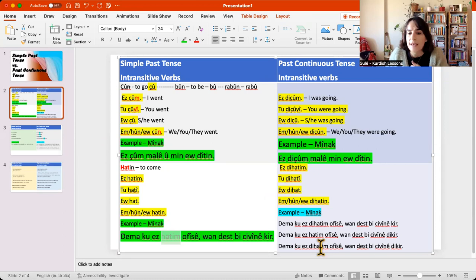Okay. And here there are some different versions with continuous. So the first one says, when I was coming, they started the meeting. So they started before I arrived at the office, right?